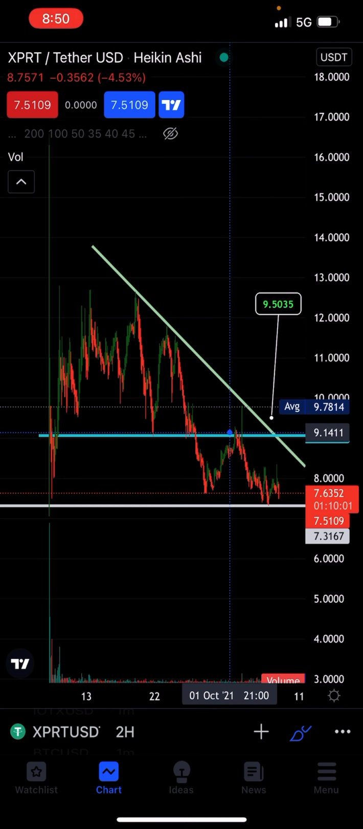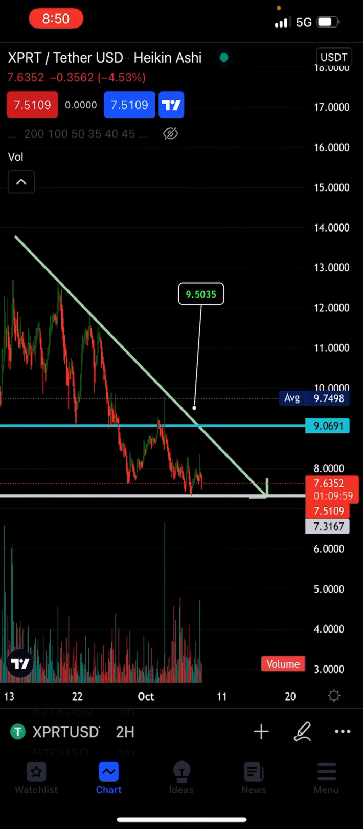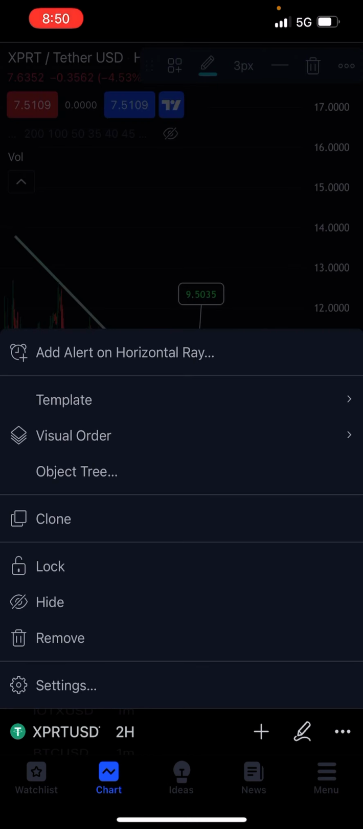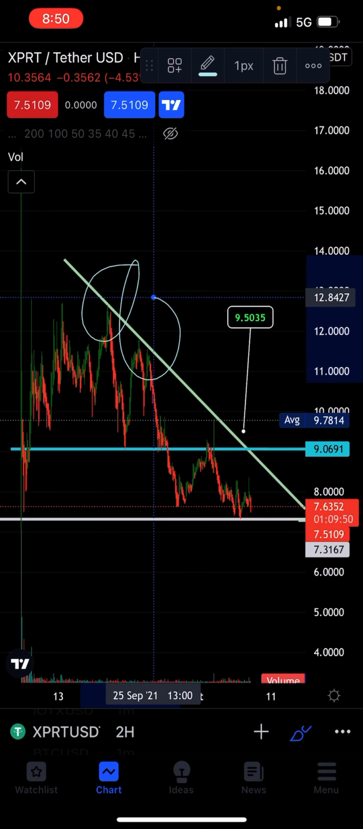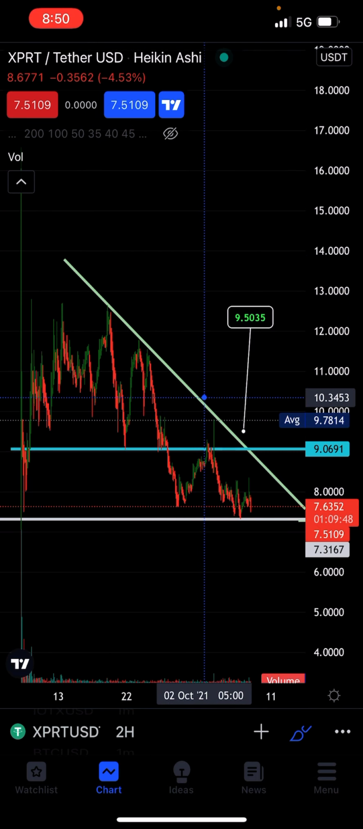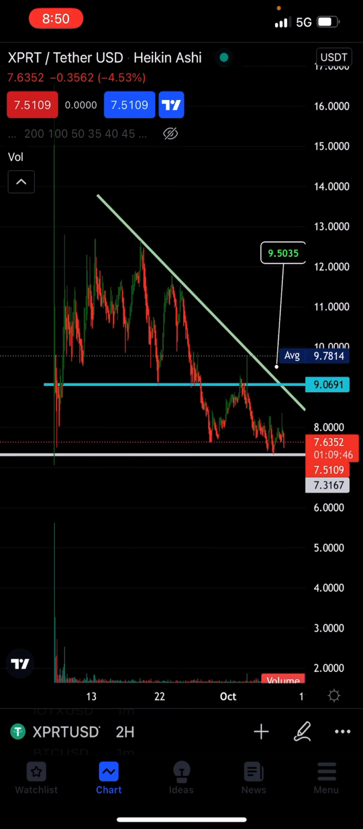Support, resistance, right? So we're going to leave that there. That's obviously holding some significance right here, so we're going to lock that into place. Then we got this descending overhead short-term resistance, 1, 2, 3. So we're going to leave that there, and we locked it into place, right?